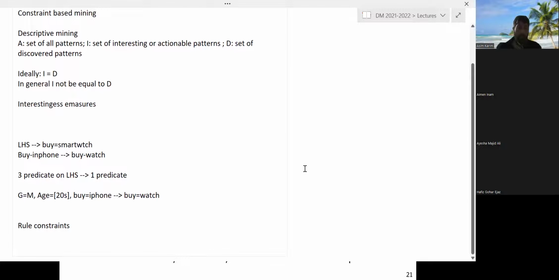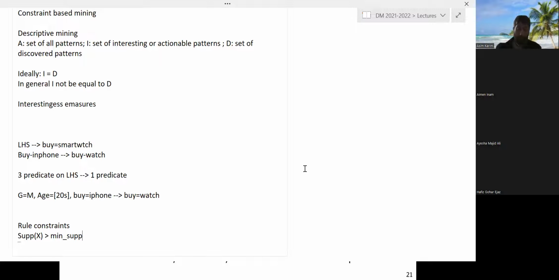So now, moving back to the more general form of rule constraints. Rule constraints are usually of the form where you have some mathematical way of specifying the constraint, and we have already seen some examples before. Support of some item set X should be greater than or equal to some min sup. Okay? So this is an example of a rule constraint. You are saying that the item set X should have a support that is greater than some minimum support.